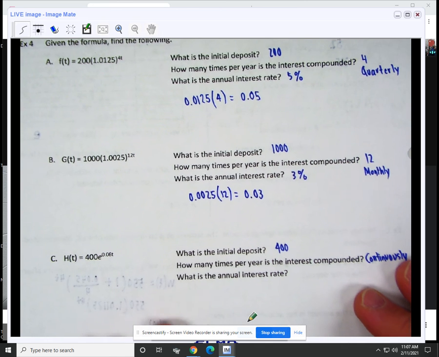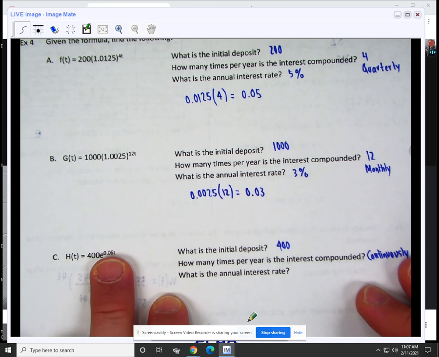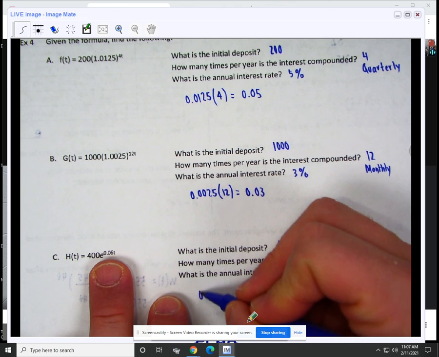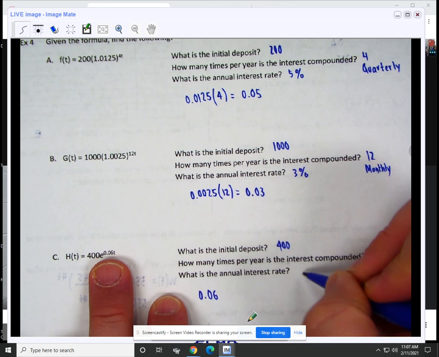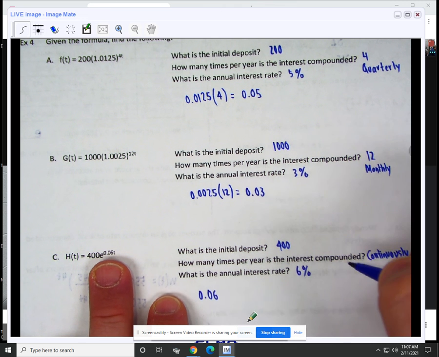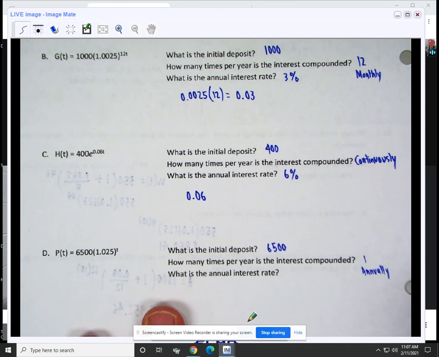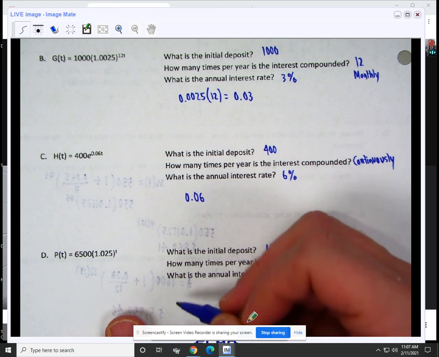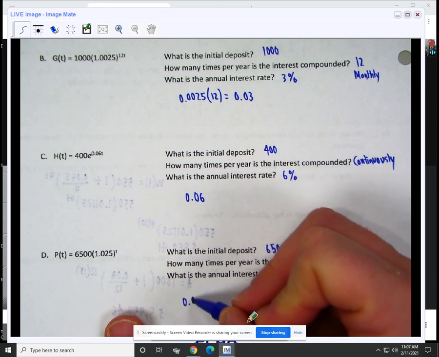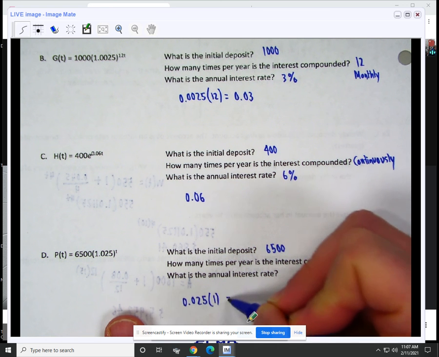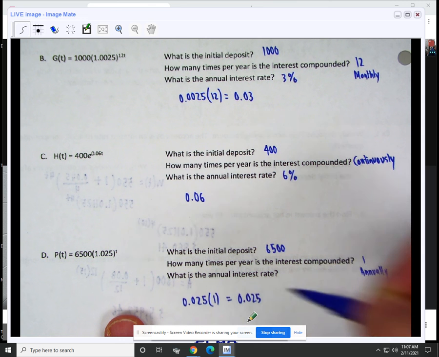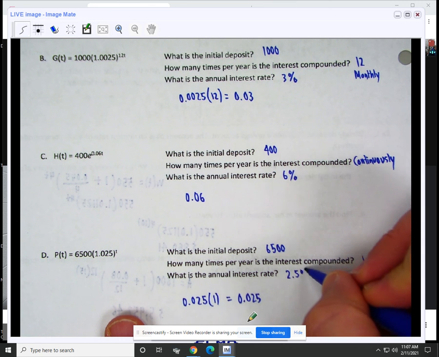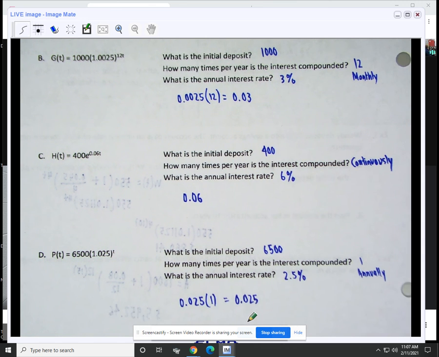Now C is the easiest one because isn't the formula P E to the R T? So isn't my R simply 0.06? That's 6%. And then I think D is the second easiest one because wasn't that just divided by 1? What happens to something if I multiply it by 1? It's the same thing. So we're going to be dealing with 0.025. So that's 2.5%. So those are a little harder. You got to kind of work backwards. And you have about 3 of those in tonight's homework assignment.